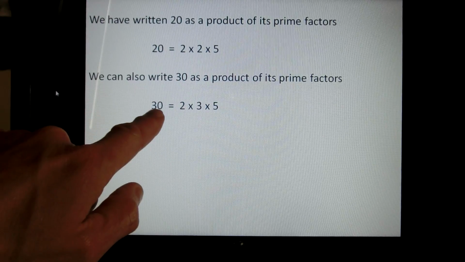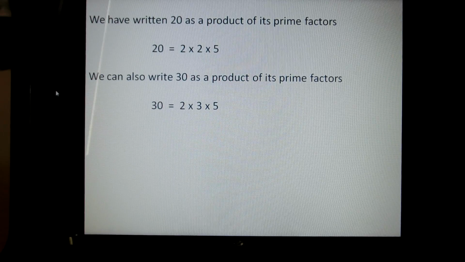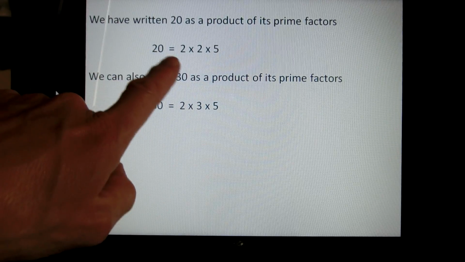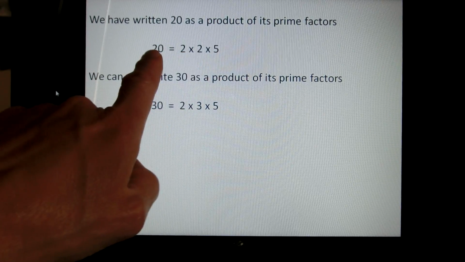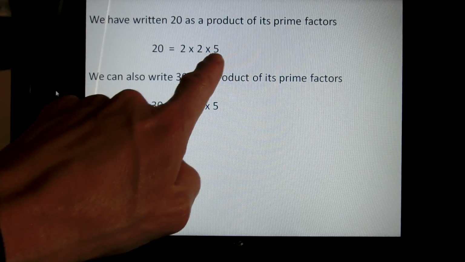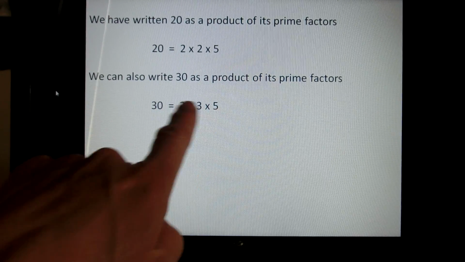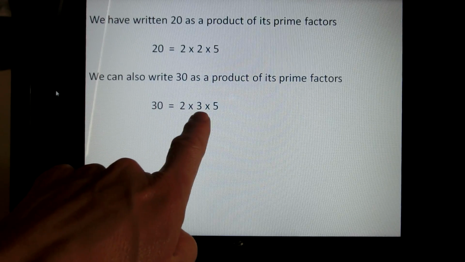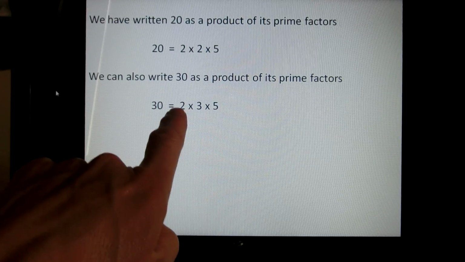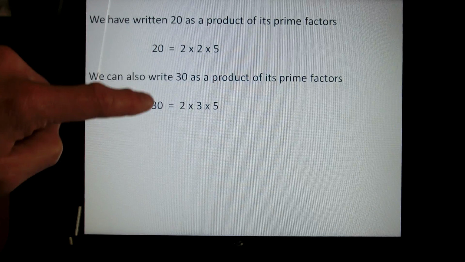You can do the same thing for 30. And there's 30 as a product of its prime factors. Now this is really quite useful because we know that 2 goes into 20, and 5 goes into 20. What that means is that 4 will go into 20. It means that 10 will go into 20. We already know that. As regards 30, 2 will go into it, 3 will go into it, 5 will go into it. But also 6 will go into it. Also 15 will go into it. Also 10 will go into it. So there's a lot we can learn from these two statements here and here.